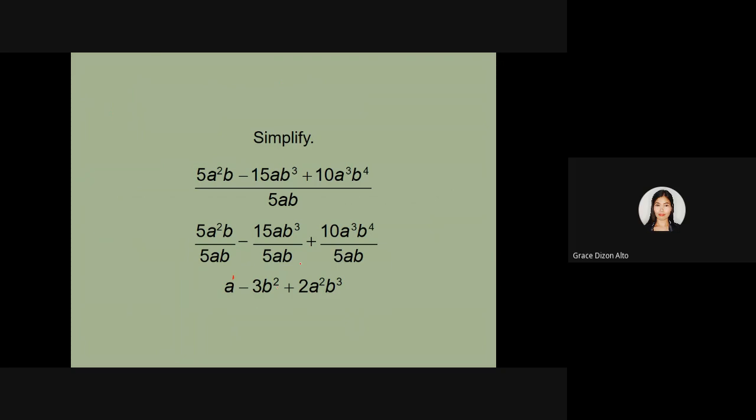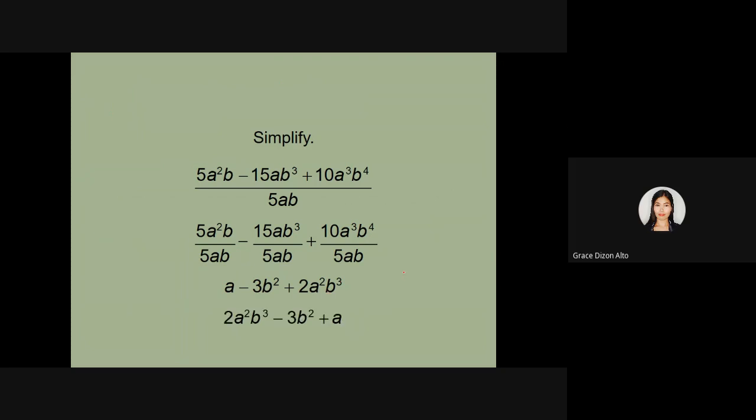Next, we have 10a cubed b to the fourth power divided by 5ab. So 10 divided by 5 is 2. 3 minus 1 for a is 2, so we have a squared. 4 minus 1 for b is 3, so we have b cubed.